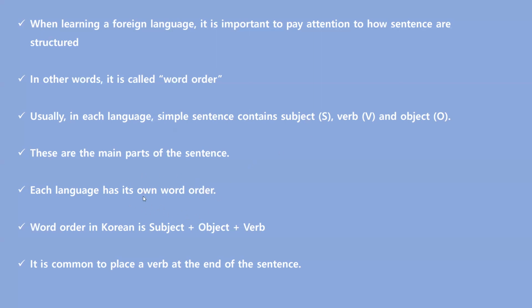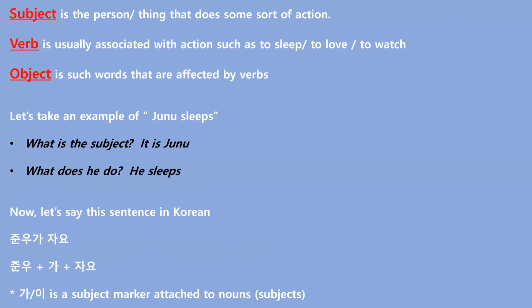And as I told you, every language has its own word order. In Korean, it usually looks like this: subject, object, and verb. So usually the verb, like kind of action, right, is placed at the end of the sentence. After this slide, I will explain in detail what it means. So let's first make clear the concepts of subject, verb, and object.